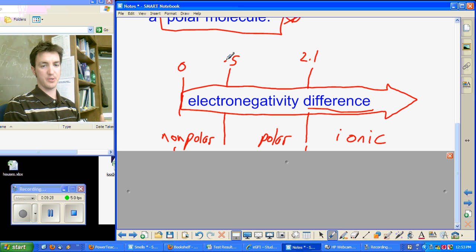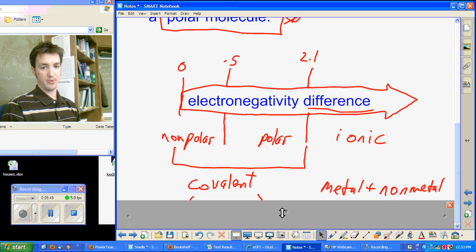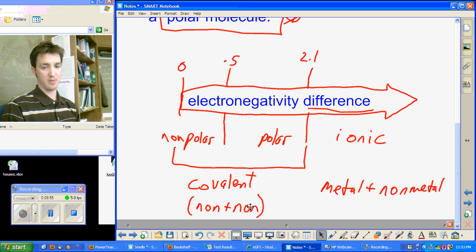Alright, so if the difference between the two polar bears is from 0 to 0.5, they're both the same strength, that would be called nonpolar. If one of them is a little bit stronger, you're going to have a little bit of difference between their strengths. That's going to be called polar. And if there's a big difference between the two strengths, that's going to be ionic. Now those first two are both covalent because it's a nonmetal plus a nonmetal. The ionic is a metal plus a nonmetal.